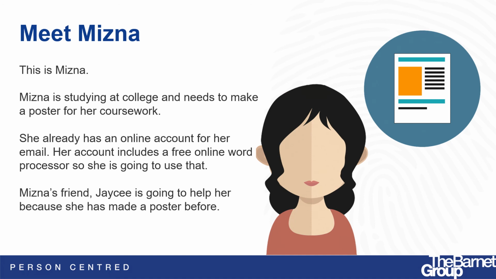Mizna is studying at college and needs to make a poster for her coursework. She already has an online account for her email. Her account includes a free online word processor, so she is going to use that. Mizna's friend JC is going to help her because she has made a poster before.